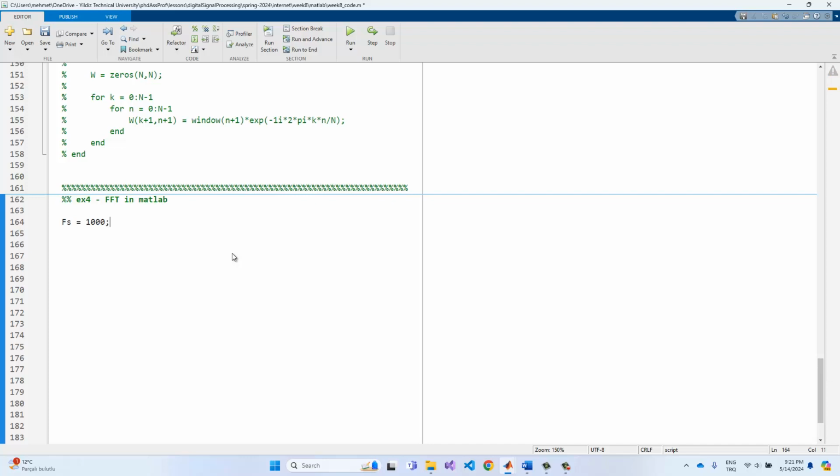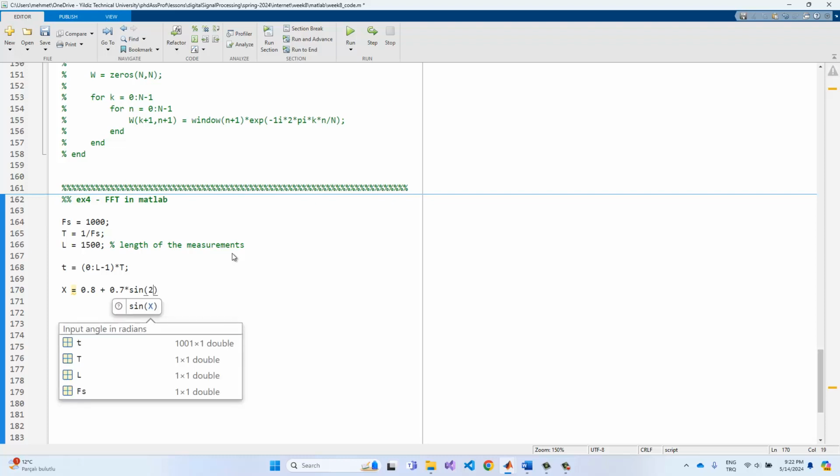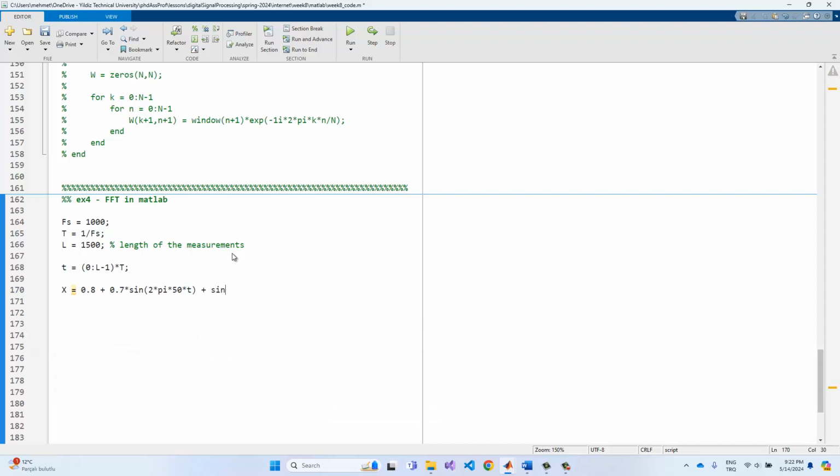For example, the fs 1000 and t sampling period can be created with the fs, and L can be defined with the 1500 in here. This is the length of the signal, okay? Length of the measurement. And so the t, the time vector, can be built with the 0 to L minus 1 times t, okay? And so, for example, the x can be built with the 0.8 plus 0.7 times sinus in here 2.pi.50 times t plus sinus 2.pi.120 times t, okay? And so the plot is in here 1000 t, x can be given in here, okay?